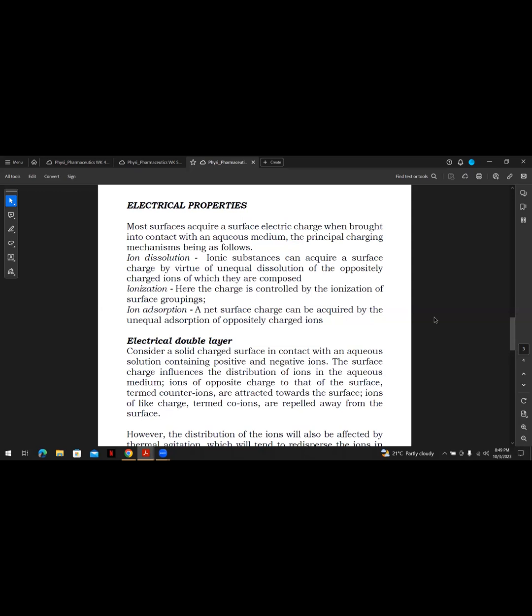The first one is ion dissolution, where ionic substances can acquire a surface charge. So that's the particle, and now the aqueous medium. It doesn't only have one type of charge, but both positive and negative charges. Then ionization, where the charge is controlled by the surface groupings. And the third one is ion adsorption, where the net charge is acquired by unequal adsorption of oppositely charged ions.